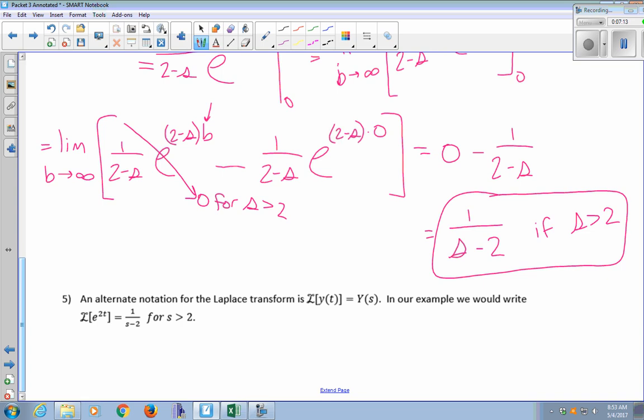Yeah, we need it to converge to something. It was just trying to find the values of s which make the e term go to 0. Which make the first term go to 0.